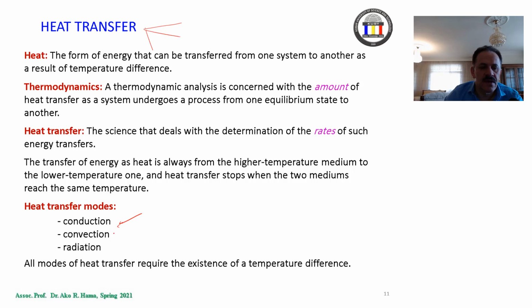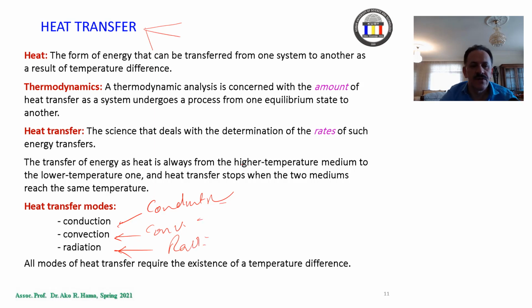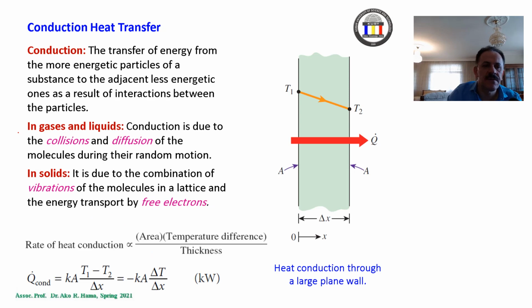It will be transferred either by conduction, convection, or radiation. So we have three ways to transfer the heat, or how many kilojoules will be transferred from one point to another point. Now the conduction, this is the definition of conduction heat transfer.